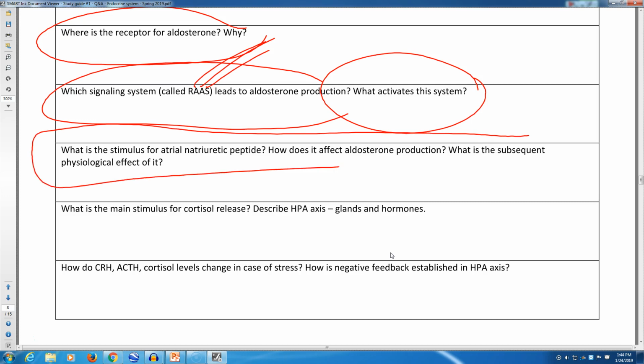Now, for ANP, atrial natriuretic peptide, what is the stimulus for ANP? High blood pressure, right? Aldosterone and atrial natriuretic peptide are opposite. Aldosterone is stimulated by low blood pressure, ANP is stimulated by high blood pressure. ANP inhibits aldosterone production, sodium becomes excreted, water follows the sodium, so you pee a lot, remove a lot of sodium from your body, your blood pressure falls.